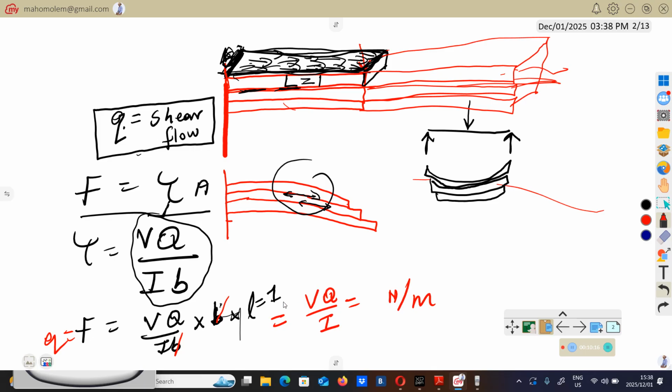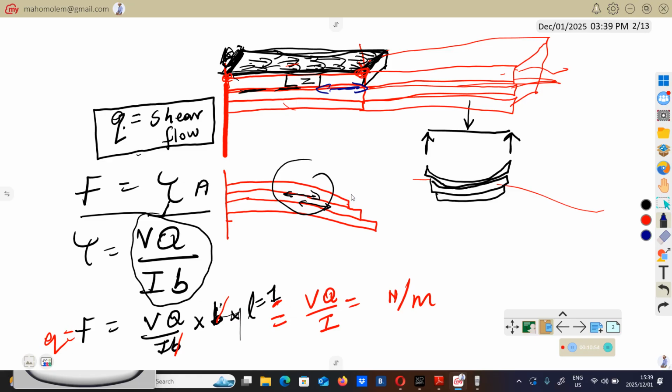So since we said that length is going to be 1, that means the amount of force that you get here is going to be the amount of force for 1 meter length from here to there. So that's why it's going to be force per meter length for 1 meter length. That's why we have 1 here. Right. We're going to find this force that will be generated here in between. The force that will be created here as this beam bends.